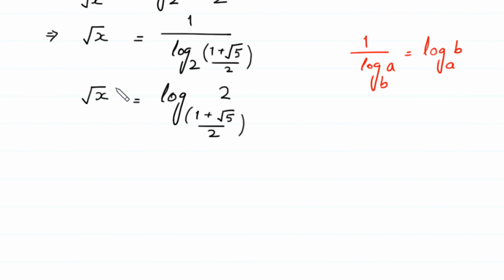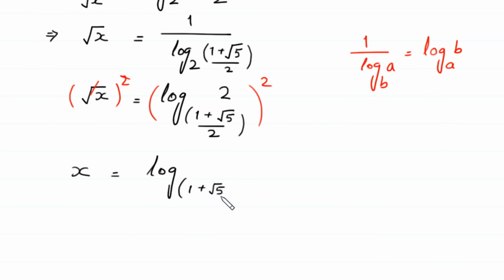Now from here we take the square of both sides. So this square will cancel with this square root, and x is equal to log base (1 plus square root of 5 over 2) of 2, whole squared. This is the value of x. This is the final answer.